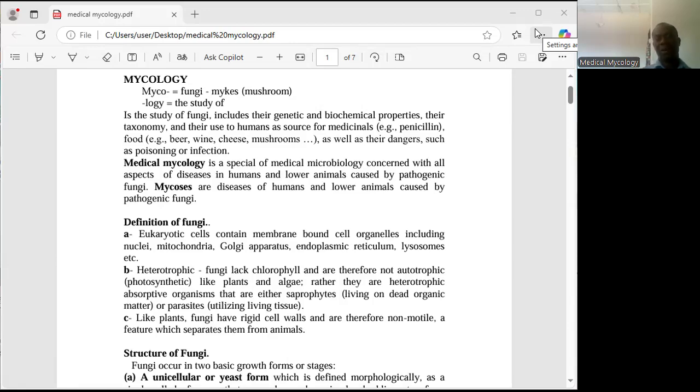Now, medical mycology, on the other hand, is a special branch of medical microbiology, which is concerned with all aspects of diseases in humans as well as in lower animals that are caused by pathogenic fungi. Mycoses are diseases of humans and lower animals that are caused by pathogenic fungi. So mycosis is the disease. Medical mycology is a special branch of medical microbiology that deals with the formation of disease by fungi. Now, let's start by looking at the definition of fungi.